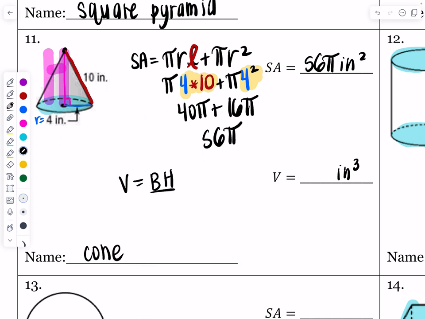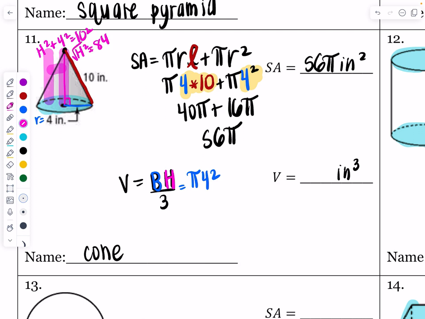So what is my formula for the volume of a cone? Base times height divided by 3. So we've already found our base. It was pi r squared, so that's going to be equal to pi 4 squared times my height. Well, I do not have the height of this cone yet. I need to find it. So I'm going to do h squared plus 4 squared equals 10 squared. And so I'm going to do 10 squared in my calculator minus 4 squared. That is going to give me h squared equals 84.